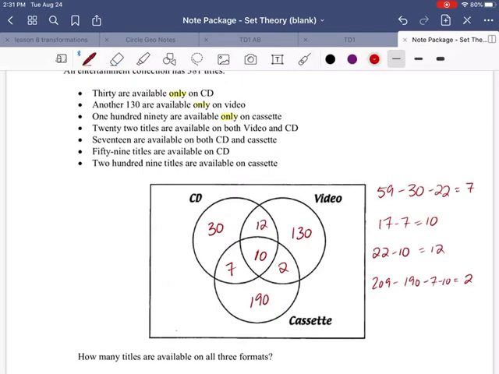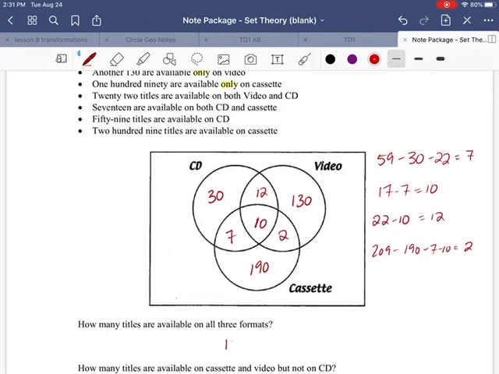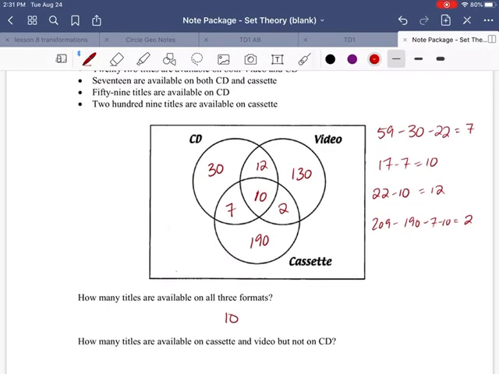All right. How many titles are available in all 3 formats? That's that middle section, so 10. How many titles are available on cassette and video, but not CD? That's 2. This section right there.